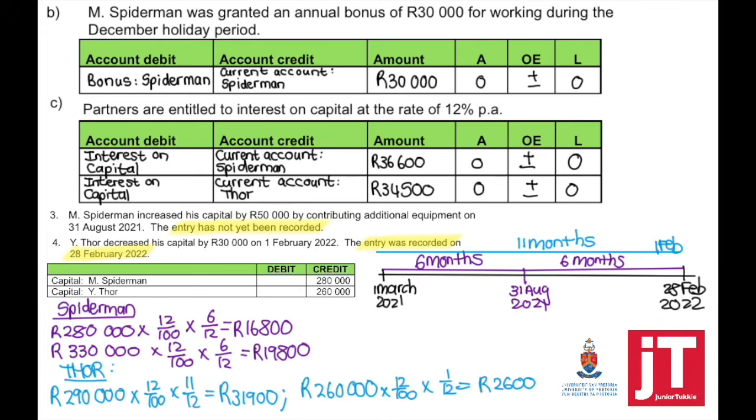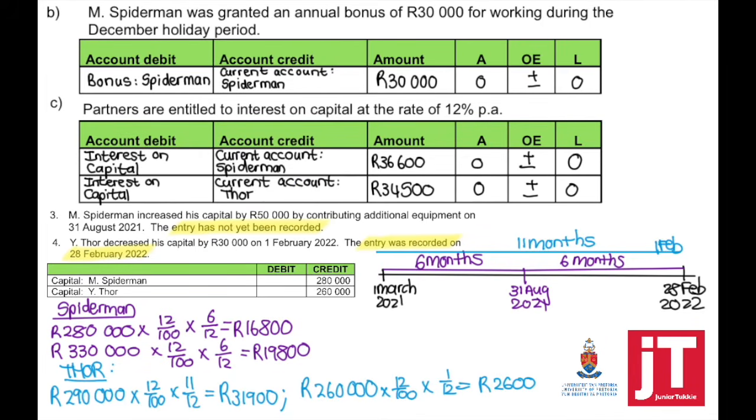So now take note of the account debited. In a partnership, we don't have interest on capital partner A, interest on capital partner B. We have one interest on capital account. Account credited: current account Spider-Man, and current account 4.